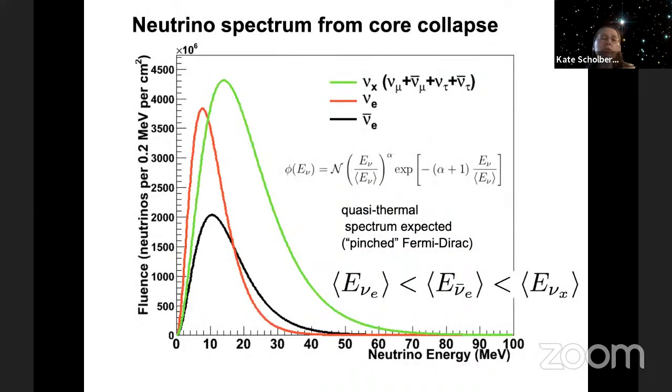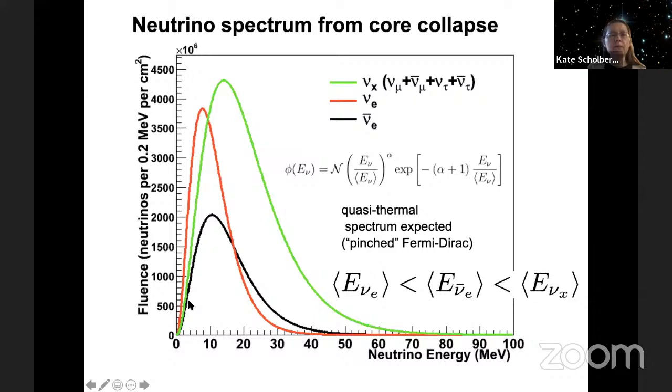And here's a picture of some generic expected spectra for different flavor components. And here again, you can see the general hierarchy of energies. And this is a general description of how this functional form will describe the spectrum for most flavors to a reasonable approximation. We call that either quasi-thermal or pinched spectral form. Also, Garching parameterization is what it's sometimes called. That's the group that I guess first came up with this.